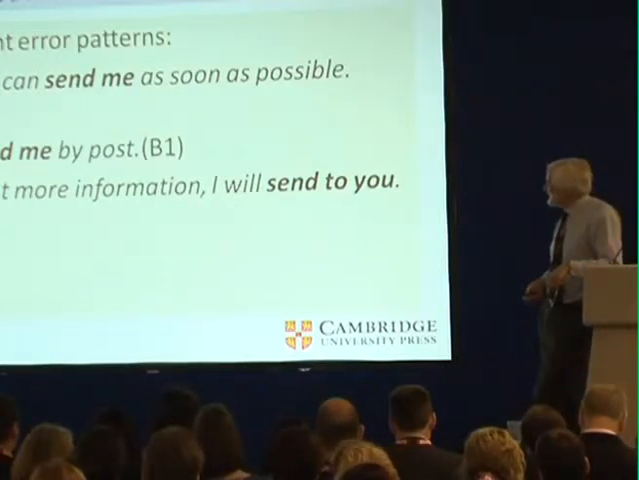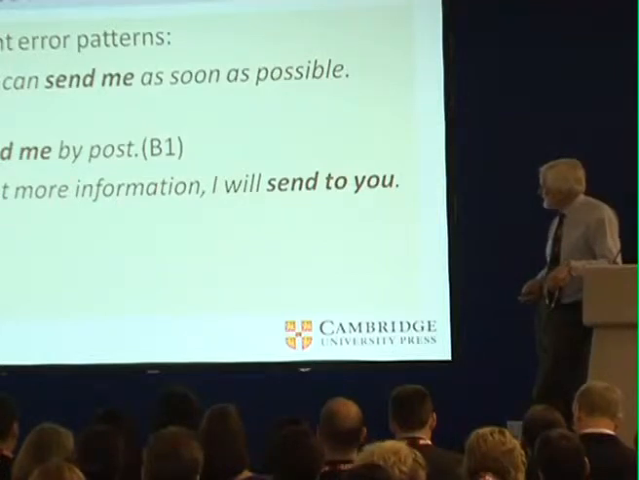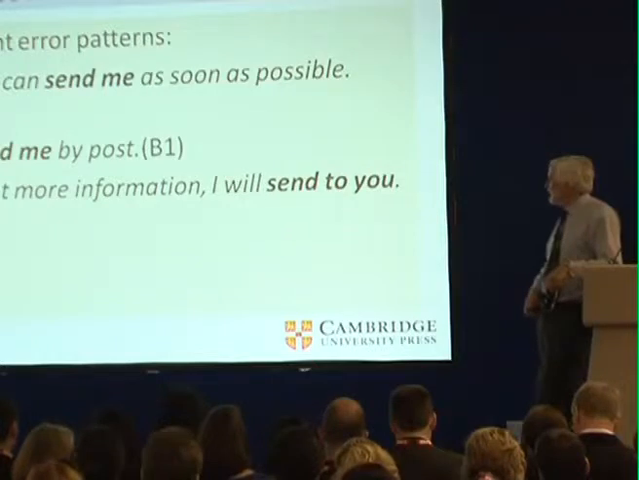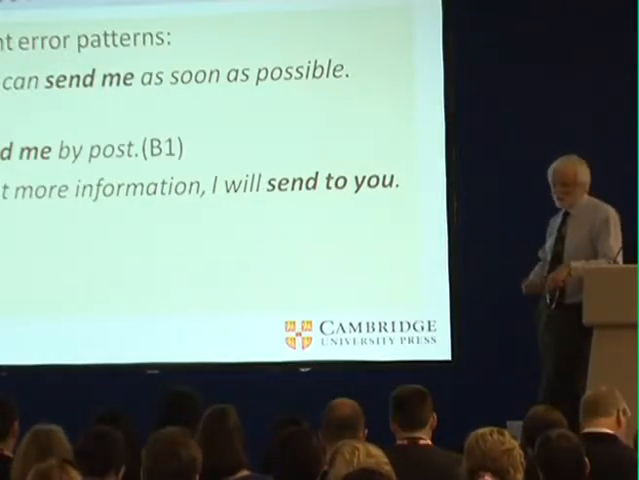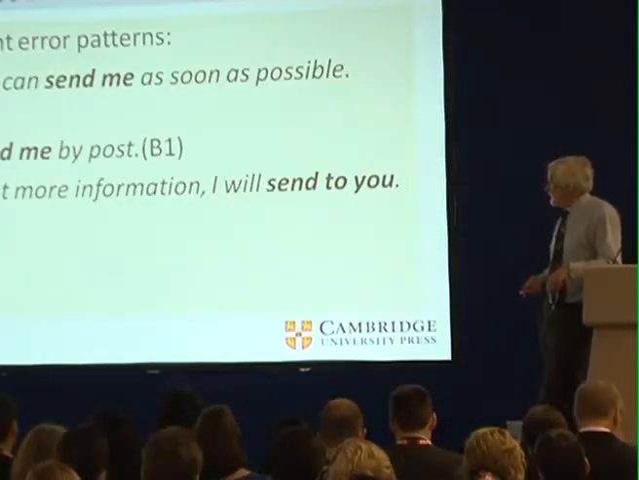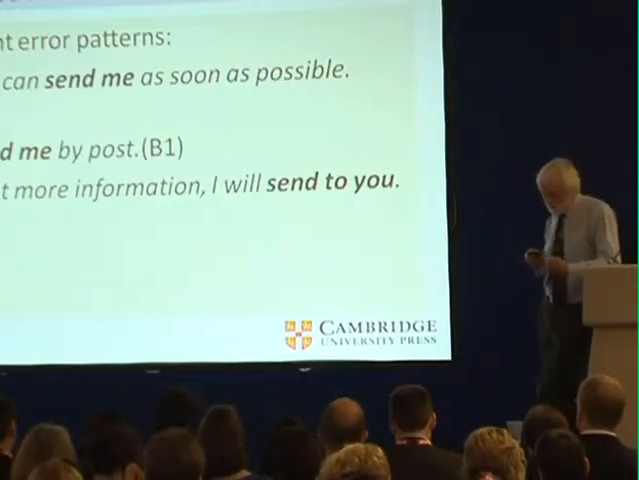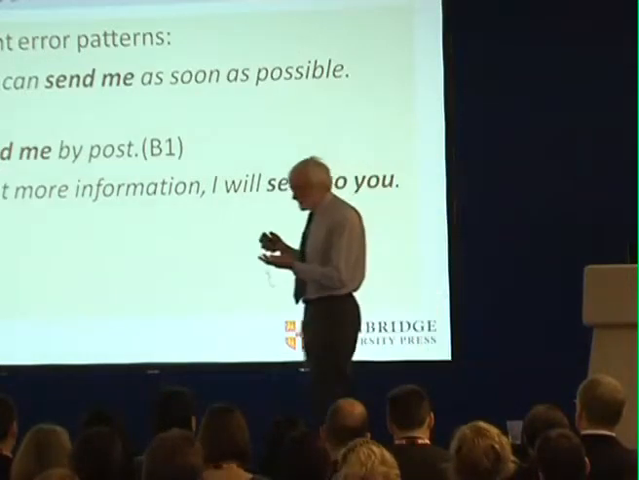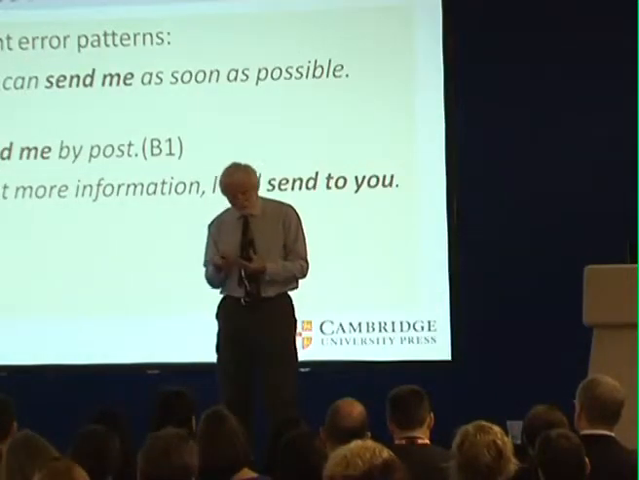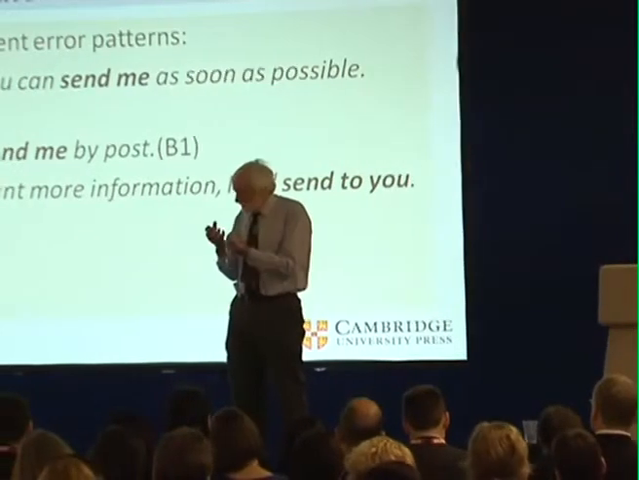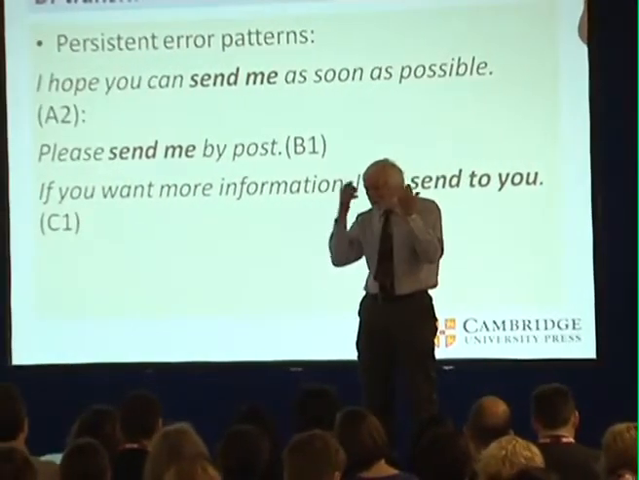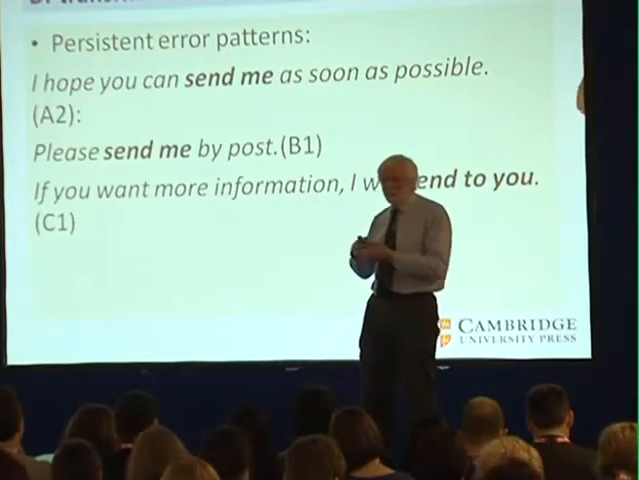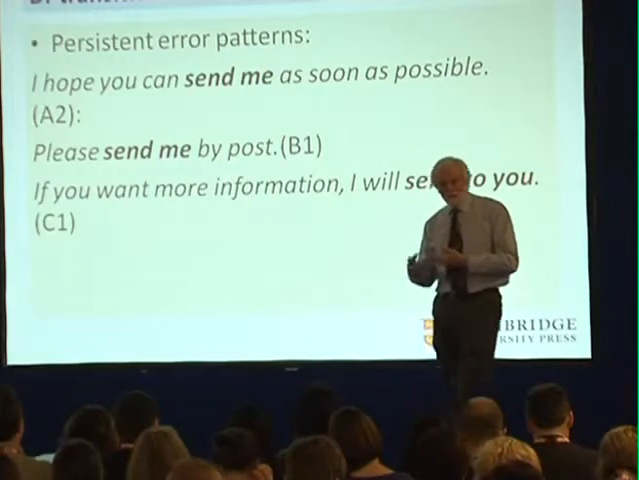You do find some lovely examples in the corpus. Please send me by post. Please send it to me by post. Please send me it by post. If you want more information, I will send to you. And that's at C1. So errors or confusions are still there. And what's happening is it's not so much, we hesitate to use the word error, it's that there's so much going on, there is so much input, so many things competing in the brain, as it were, that what happens is they get jumbled, and you get half of one and half of the other.